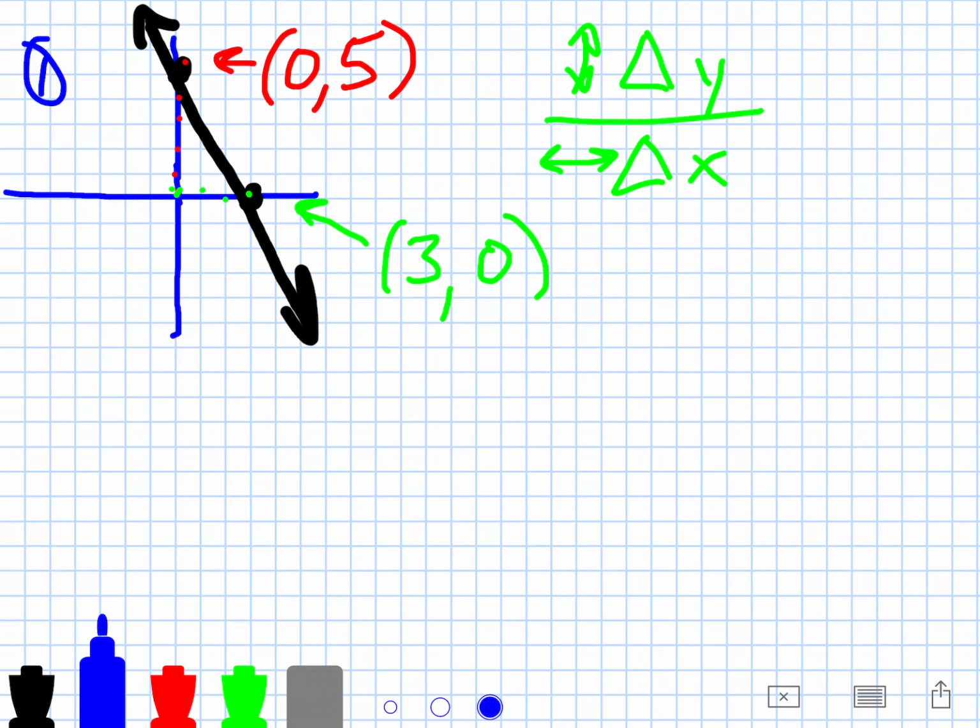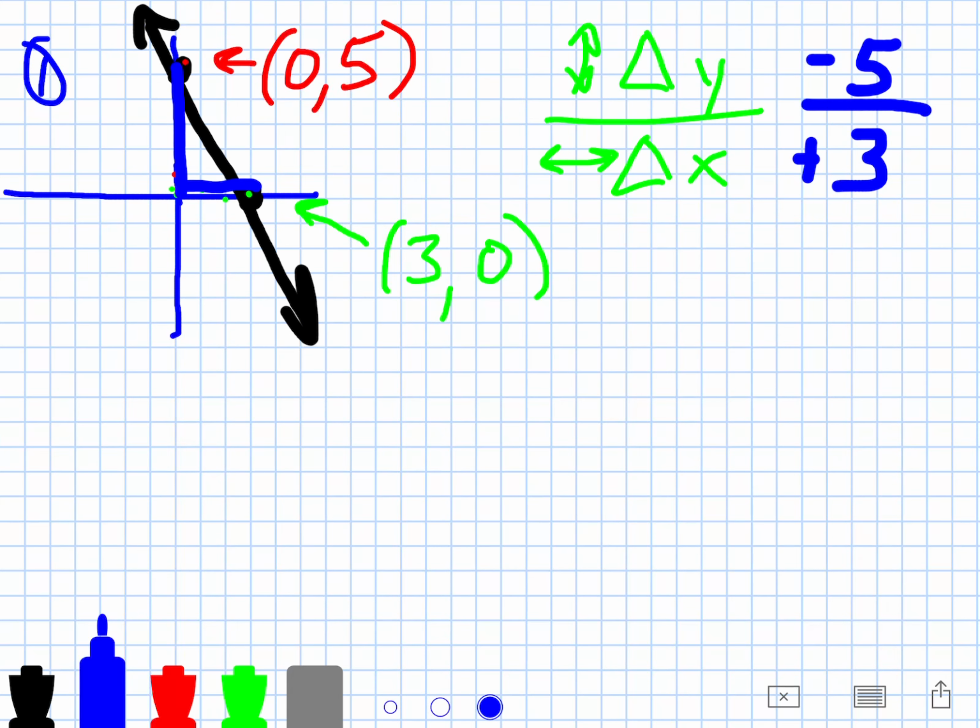To get to the green point, I have to go down 1, 2, 3, 4, 5 units, right? So I have to go down 5 units. If I go down, is that a positive or a negative? It is a negative because up is positive, right? Over, what's the distance on the x-axis? To get to the second point, from the red point to the green point, I'm going to go forward 1, 2, 3. So I went forward 3, and because it's forward, it's a positive number, right?